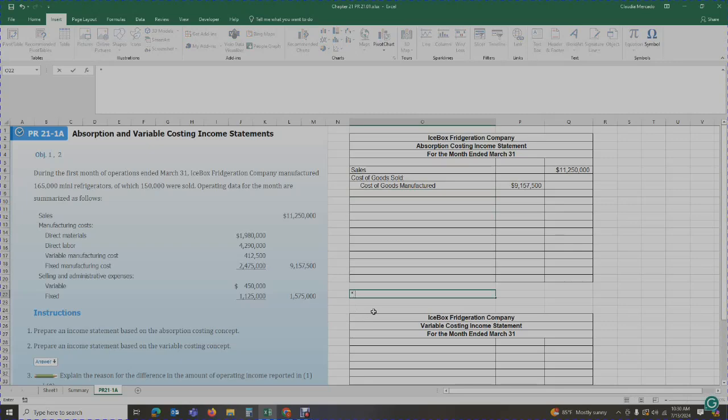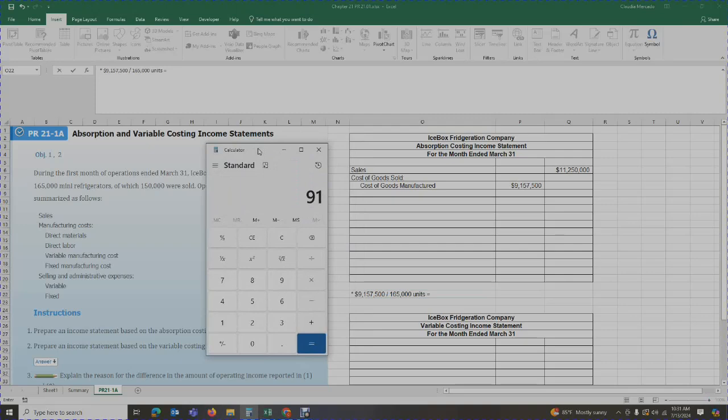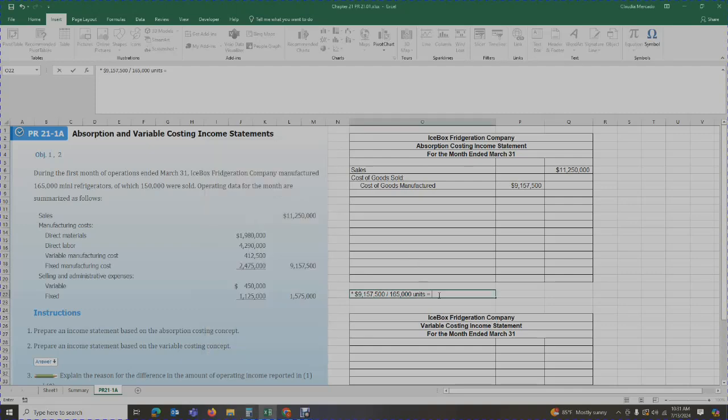So what are we going to do? Well, I know that I spent $9,157,500 manufacturing 165,000 refrigerators. Okay, so what am I going to do? I am going to divide that by 165,000 refrigerators. Okay, so let's get our calculators. I spent $9,157,500 manufacturing 165,000 refrigerators. So that means that it cost me $55.50 to manufacture each unit. Okay. So now that I know this, okay, how many refrigerators do we have left? Okay, so we're going to calculate our ending inventory.